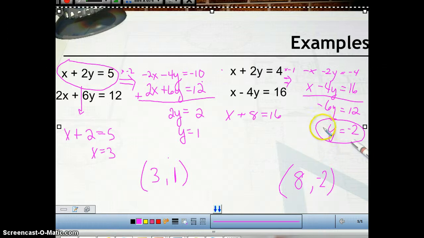Now, if you happen to want to choose the top equation, you could totally do it. If you plug -2 right there, look what happens. You'd have x minus 4 equals 4. And when you add that over to that side, it becomes x equals 8. So it doesn't matter which equation you choose, you still get the same answer no matter what. Okay, so there's a basic couple of elimination problems.